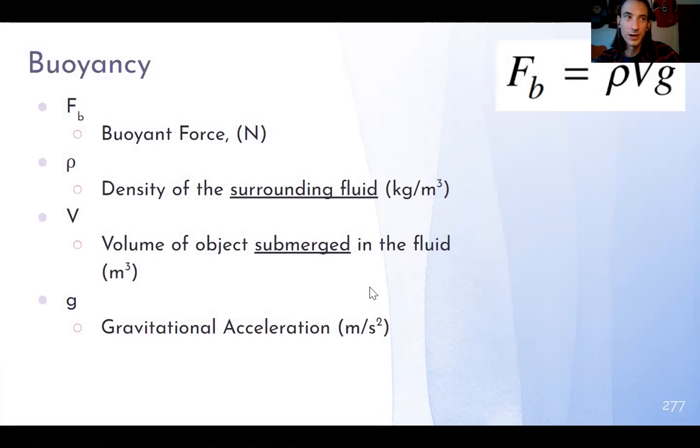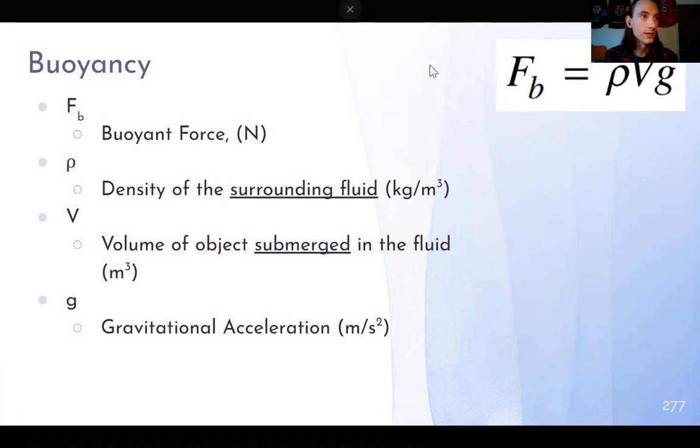The buoyant force is probably one of the most confusing equations because of just what's given to us in terms of the variables. It could mean a lot of different things, so we have to be very specific and very intentional when we're using our buoyant force equation. The density that is referenced in this equation is going to be the density of our surrounding fluid. So the density that our object is submerged in.